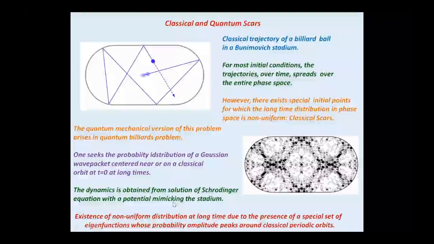So what it means is that there exists a non-uniform distribution of probability density at long time due to the existence of a special set of eigenfunctions, which you can show are responsible for these non-uniform trajectories. Basically, these eigenfunctions are the ones whose probability amplitude peaks around these classical periodic orbits, which is scar-like. So those are single particle quantum scars that one knows of.